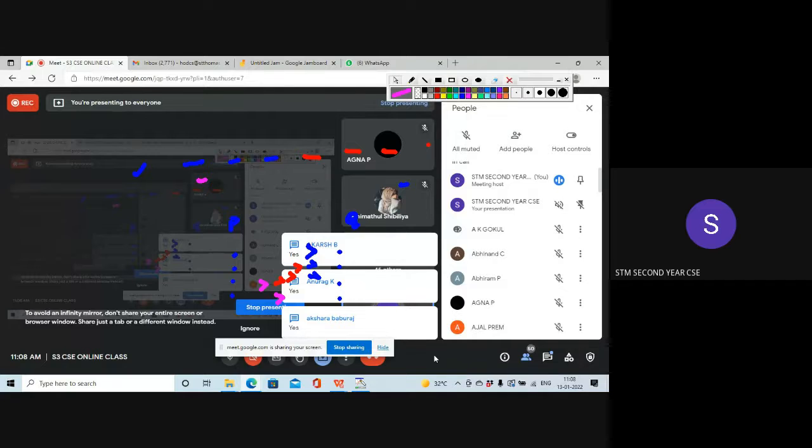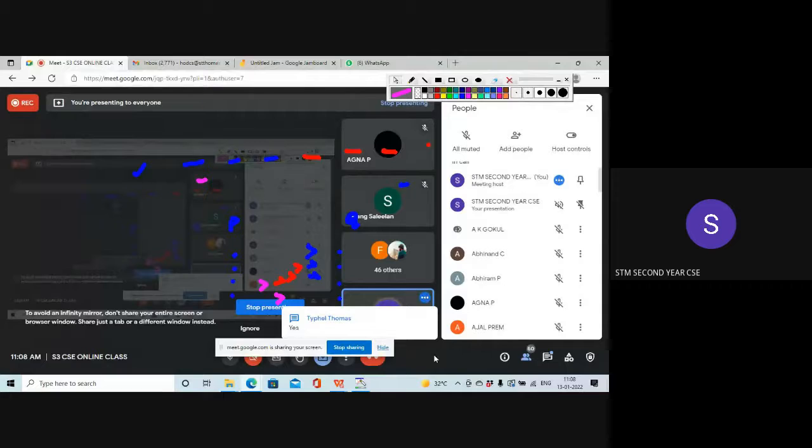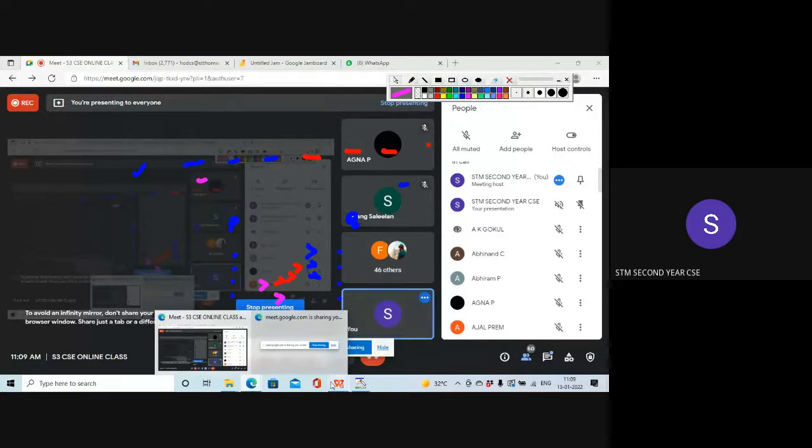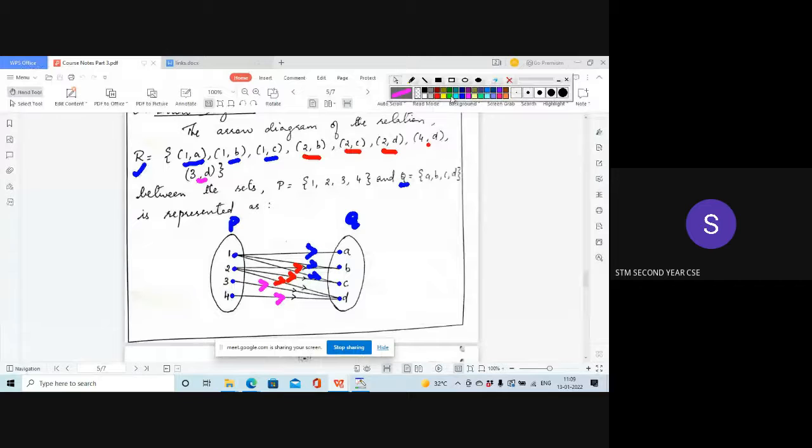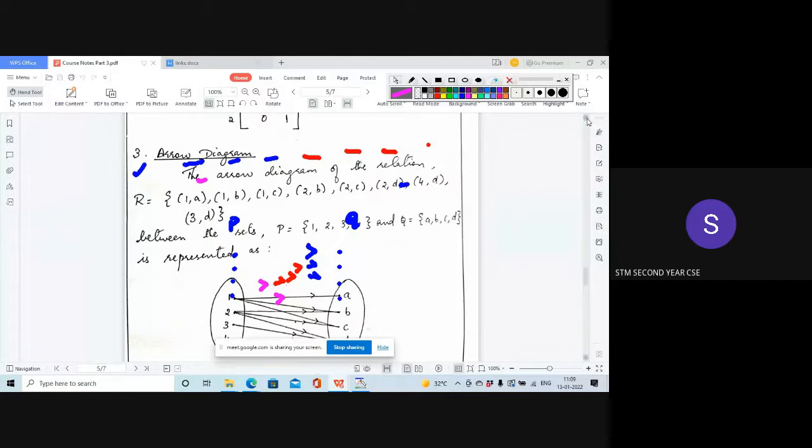Hope there is no doubt. You are just drawing lines from set P to set Q, and if the ordered pair is present in the relation, you draw the line and put the arrow. But if the ordered pair is not present, we do not draw a line. This is the most common representation. So that is the third method, that is using an arrow diagram to represent relations.